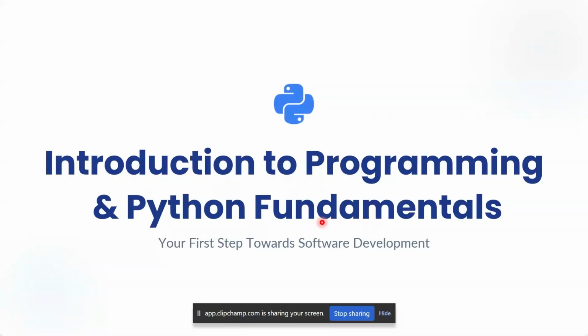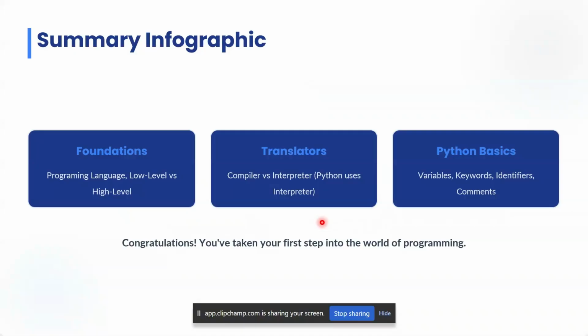So let's go ahead. Particularly in this class, what we are going to cover is what is a programming language, what is low level versus high level programming language. Then we will be going through things like what is a compiler, what is an interpreter, and what is the difference between both of them. And later on in this video, we are going to cover the very lame basics of Python, that are what are variables, what are keywords, what are identifiers, and what are comments. So let's start with the journey.